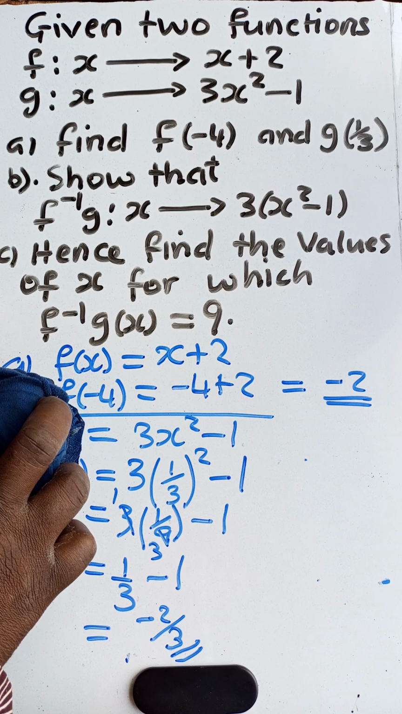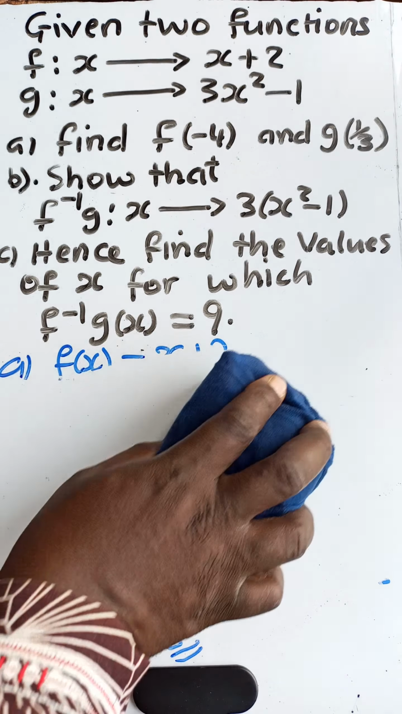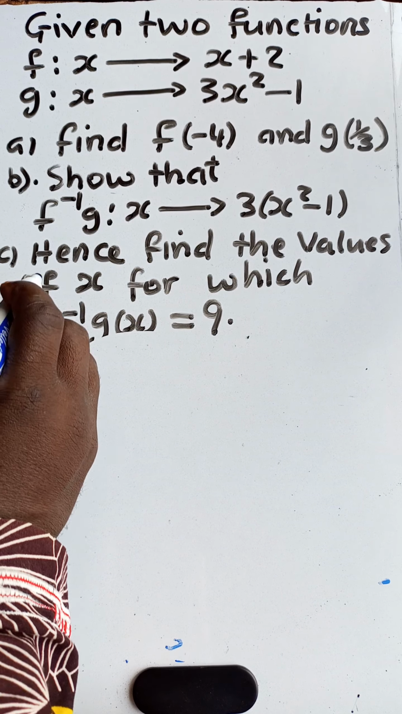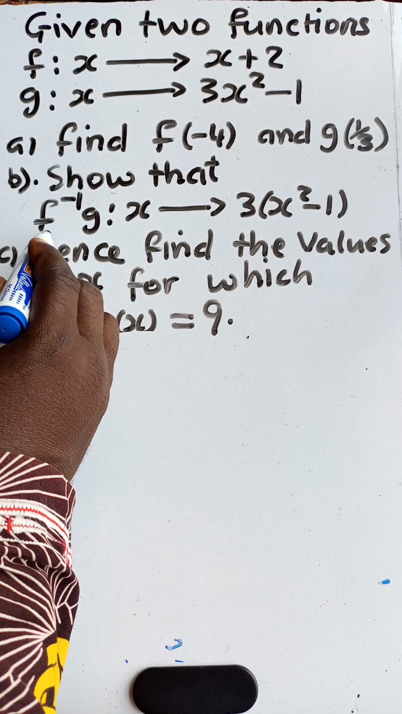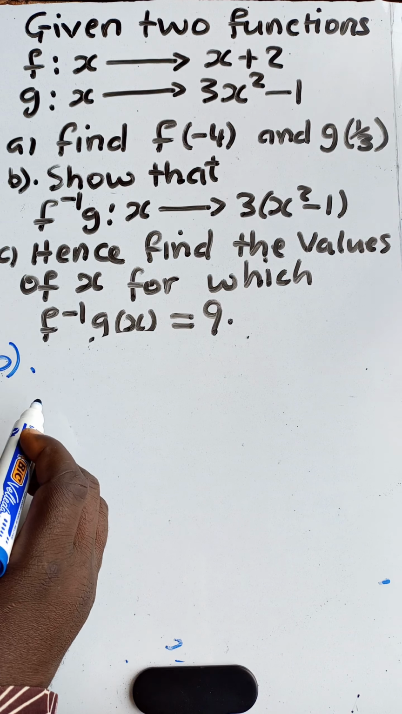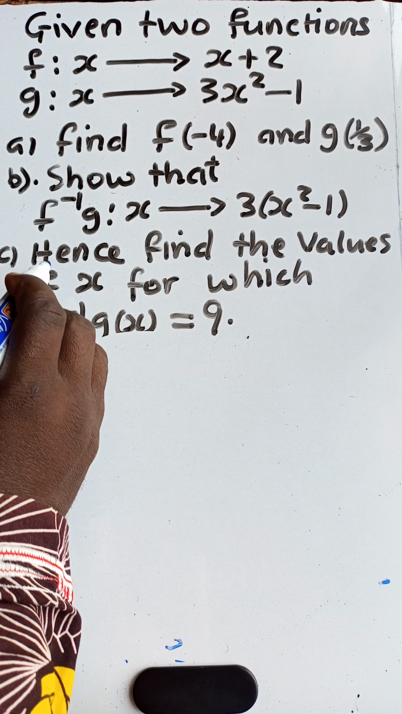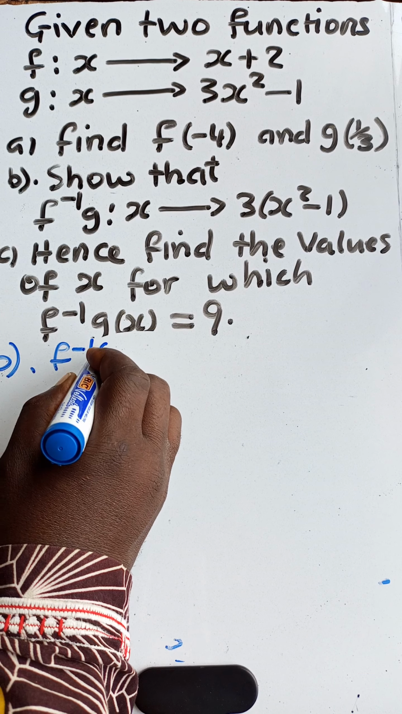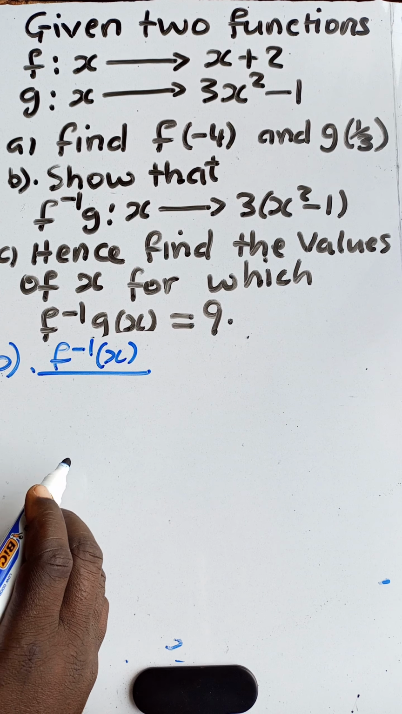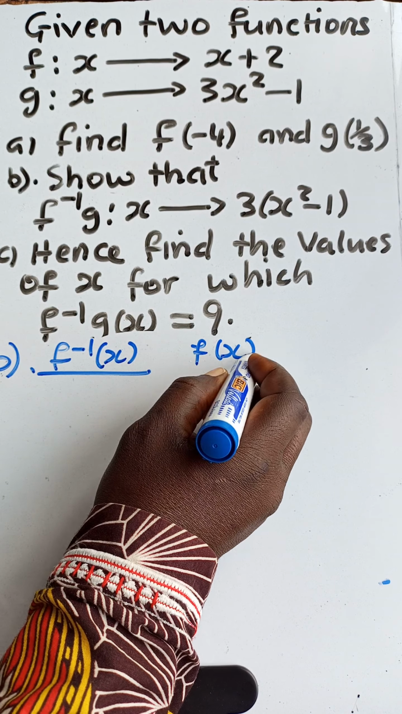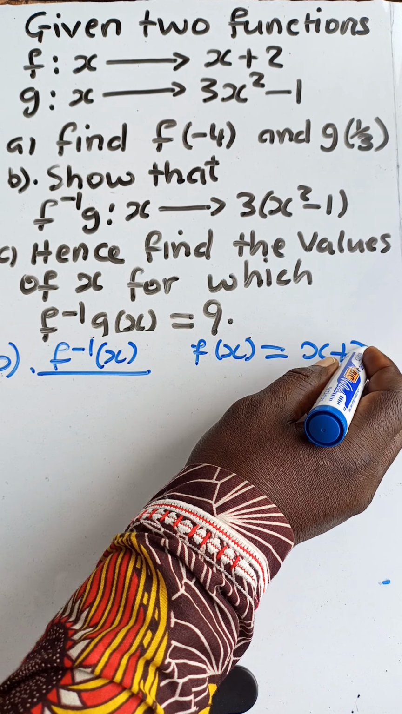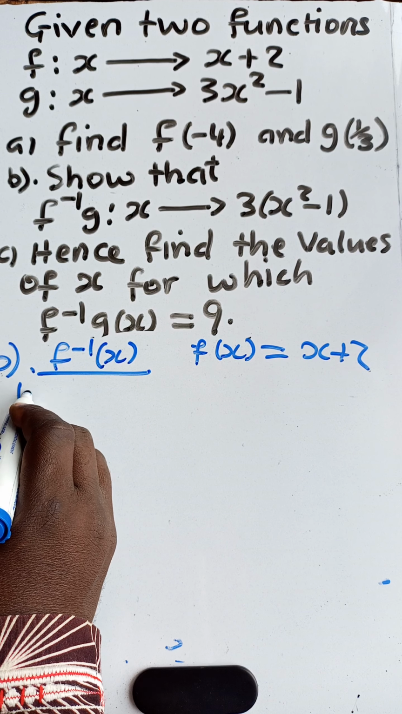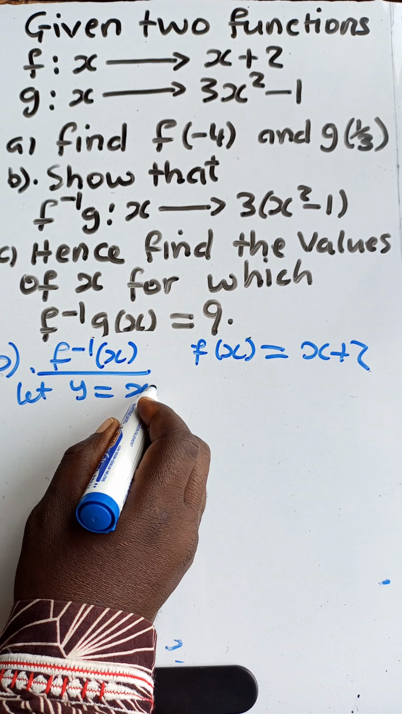Now, question B says we should show that this composite function, f inverse of g, all right? So here we have something new, f inverse. So the first thing to do is to find the inverse function of f. Okay, we know that f of x is x plus 2. To get the inverse function, we have a three-step method. The first thing is to let y be equal to f of x.